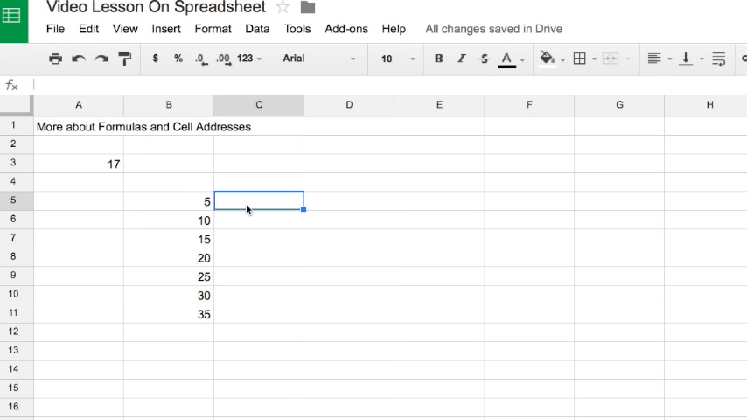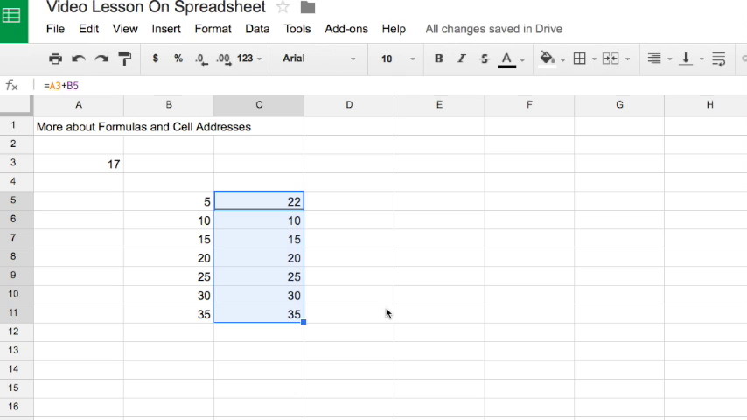So in the cell next to 5, I'm going to say equals. And I want to add the 17, so I'll click on the cell for 17, add it, and the cell for the 5, and hit enter. And 17 plus 5 is 22. So my next guess is, oh, let's just drag this formula down and see what happens.